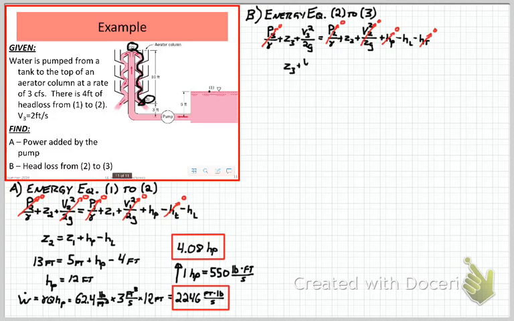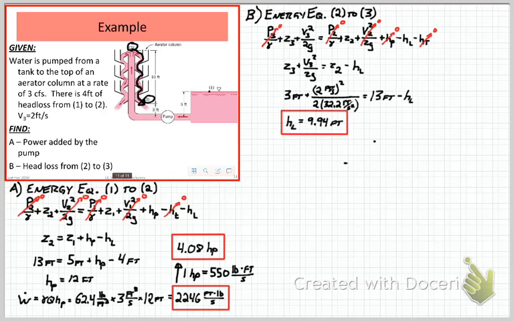We can zero out pressure at both locations. We'll zero out the velocity at point 2 as we did previously, and we'll zero out those pump and turbine terms because neither exists in this problem. And so you're left with the equation I've written here. Plugging in values for all of these variables, it's fairly straightforward to solve for a head loss of 9.94 feet between point 2 and point 3 in this problem.